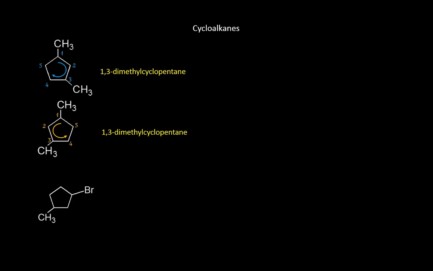Since bromine comes before methyl, we give bromine number 1. And that gives us 1-bromo-3-methyl-cyclopentane. We always select the direction that gives the lowest numbers.